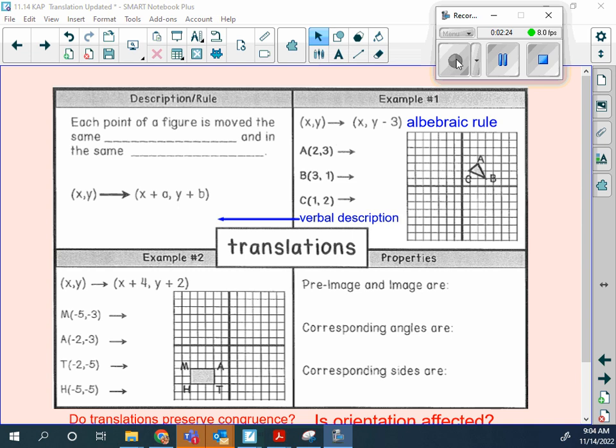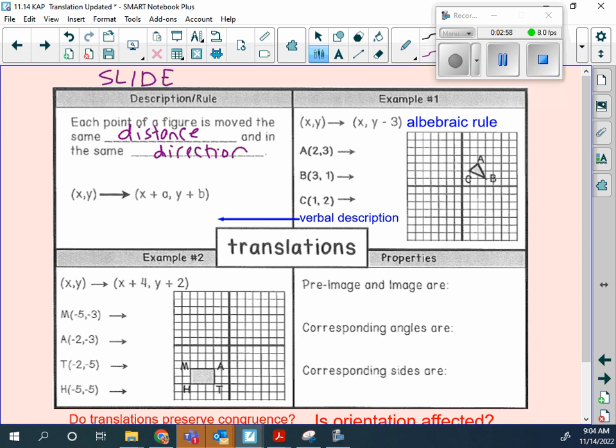Okay. All right, you guys, let's pause this for a second. Translations. Well, we already learned last week that basically translation is just a what? Give me a non-mathy word for a translation. I heard somebody say a slide. That's right. Remember that these are just a slide. We're just sliding it over. Okay? Each point of a figure is moved the same distance and in the same, what goes there, you think? Direction, yeah. And they're telling you the algebraic rule, but I'm going to ignore it for right now. Let's move over here. Okay?